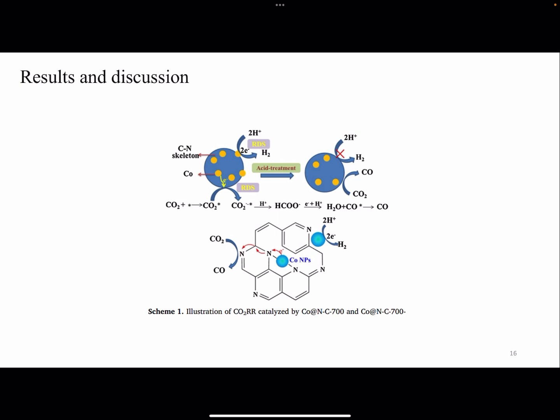And after the acid treatment, we can see that these surface exposed cobalts are removed. This effectively inhibits the HER pathway. And the remaining cobalt species are those highly encapsulated within the nitrogen-doped carbon skeleton. They transfer electrons through the Co@NC skeleton to the surface. On the surface, pyridinic nitrogen species play an important role by adsorbing CO2 molecules.